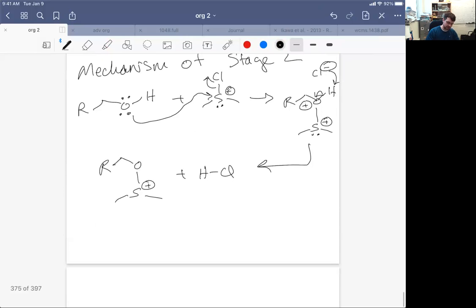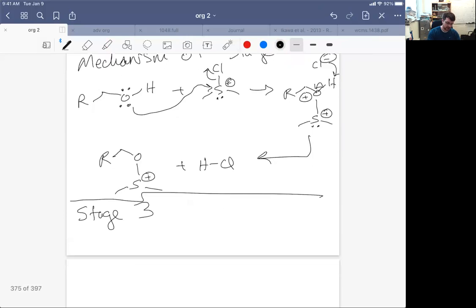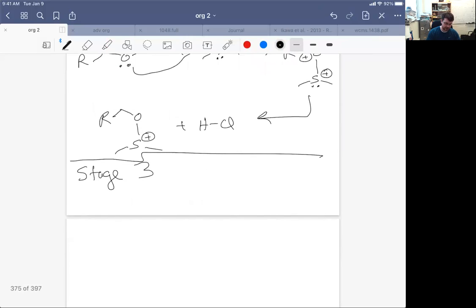Now, in stage 3, we have to be careful of pKa effects. In stage 3, we're going to complete the oxidation, generate the carbonyl. All we have to do is take that intermediate from stage 2 and react it with a base like triethylamine.